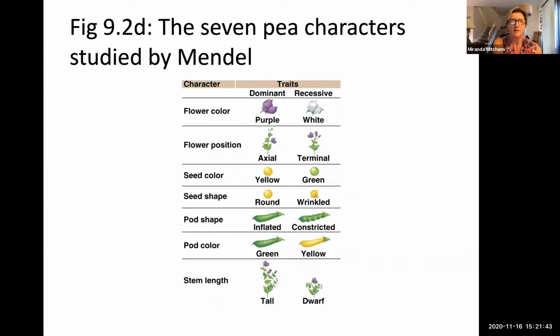So that's the technique. So now let's take a look at the different characters that he was able to study. He looked at flower color. He looked at the position of the flower on the plant. Is it in an axial position, branching off, or is it in a terminal position? He looked at seed color and shape, pod shape and color, and then the length of the stems. And he identified dominant and recessive traits for these characters. And those are as listed.